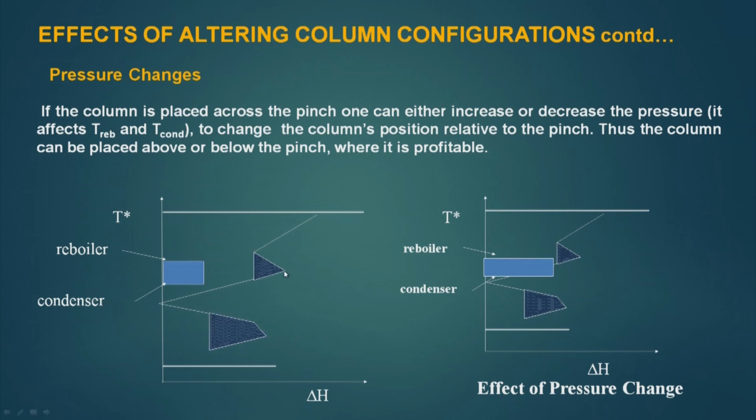Now, let us see, if it moves up, it now starts saving the hot utility. In the earlier case, it was not able to save the hot utility. It can also be taken down, and it now saves the cold utility. At this position, it will run free of cost, and at this position also it will run free of cost.